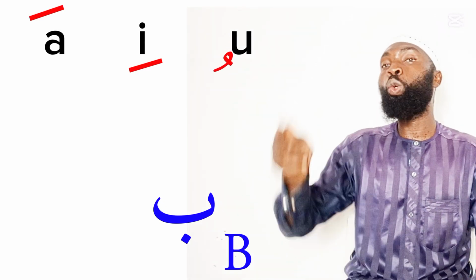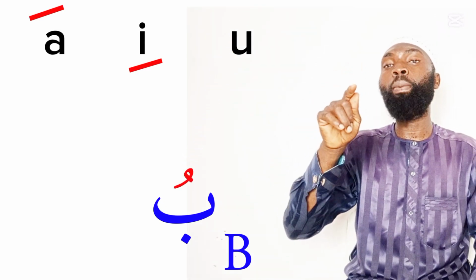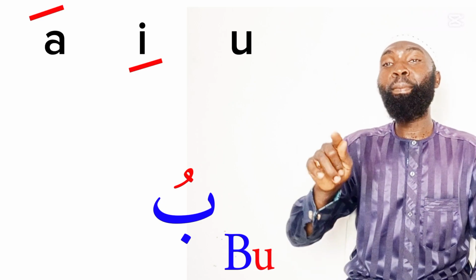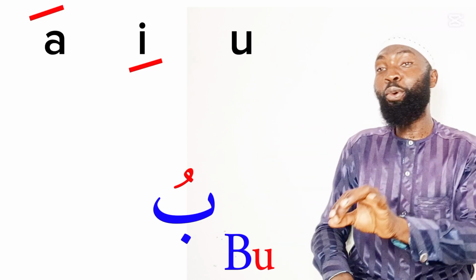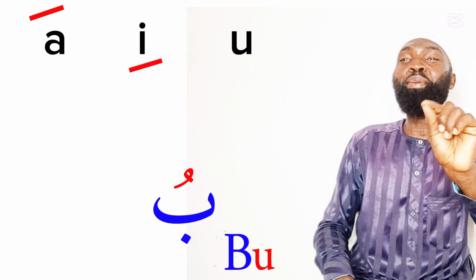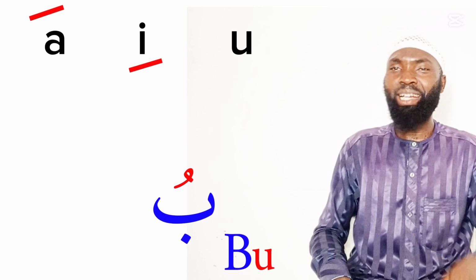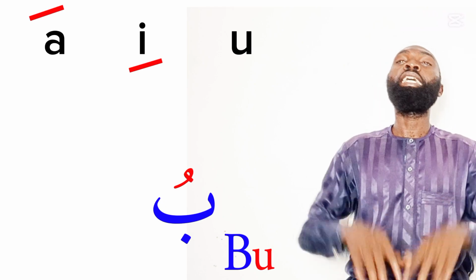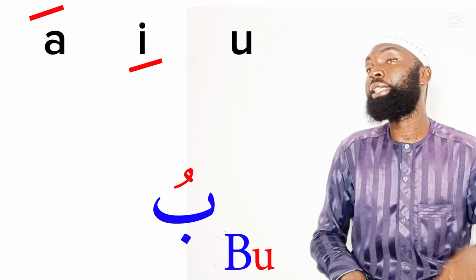Okay, consider that the U is added on the top to give you B, U. B, U is like the Ba plus U, to give you Boo. So B, U, Boo. That is the blending. We blended it together to give you Boo. MashaAllah.